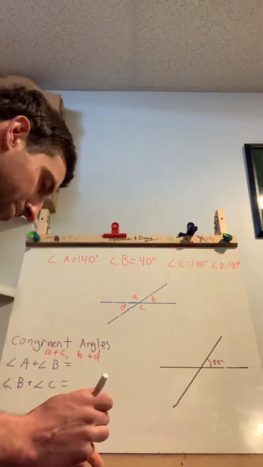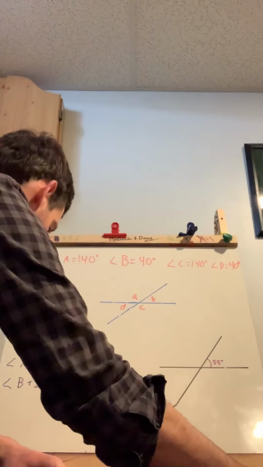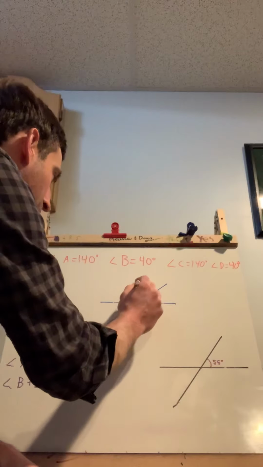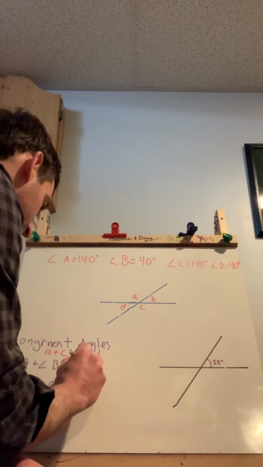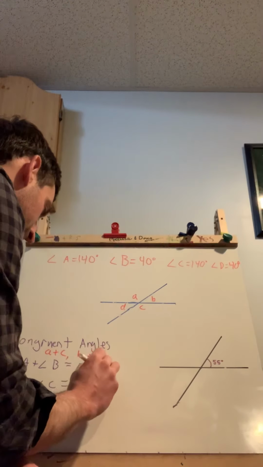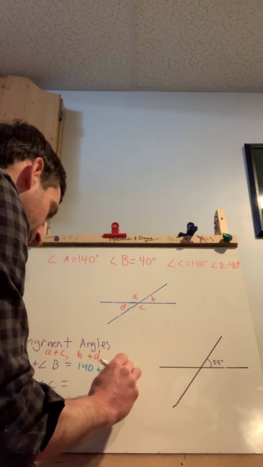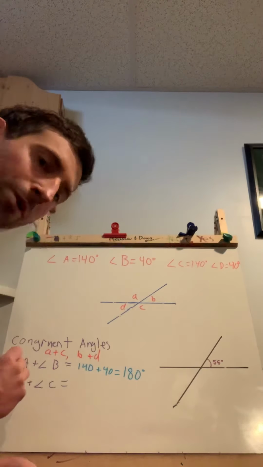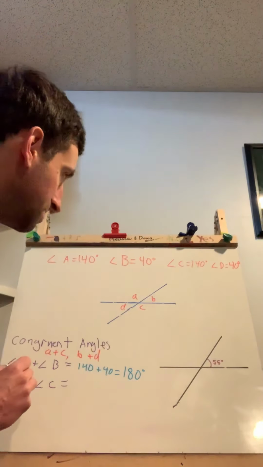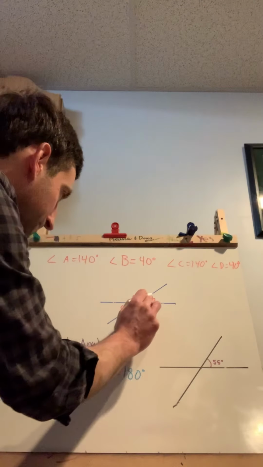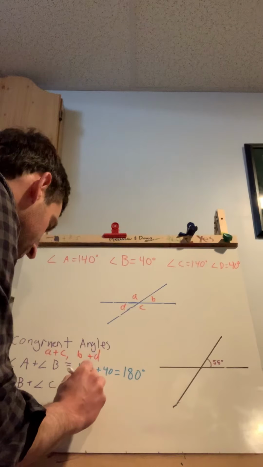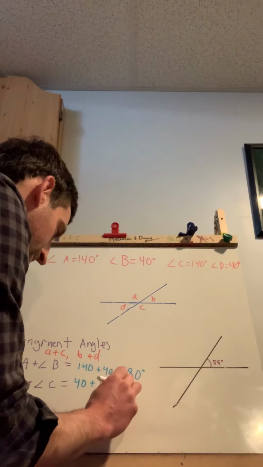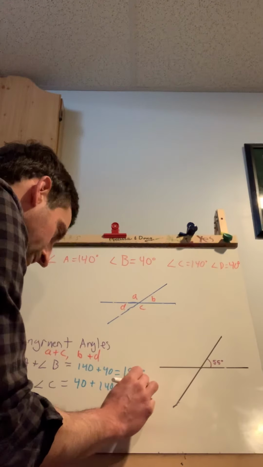So the next question was, what is angle A plus angle B? So that would be 140 degrees plus 40 degrees. And we get 180 degrees. And then what's angle B plus angle C? Well, that's going to be 40 degrees plus 140 degrees. And that also gets us 180 degrees.